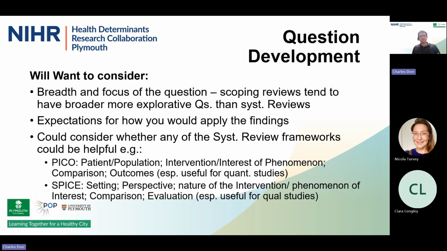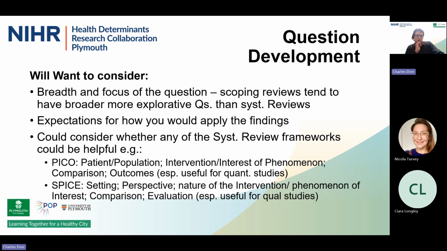So you want to consider the breadth and focus of the question. Scoping reviews tend to have broader and more explorative questions than systematic reviews. A systematic review would have a very specific question, such as, does this intervention X lead to this outcome Y? And that will basically be the main focus, and you wouldn't want to depart from that question. In a scoping review, it is a bit more open-ended. You should have expectations for how you apply the findings, and you also might want to consider different ways to structure the research questions.